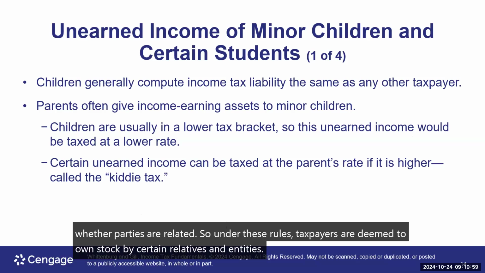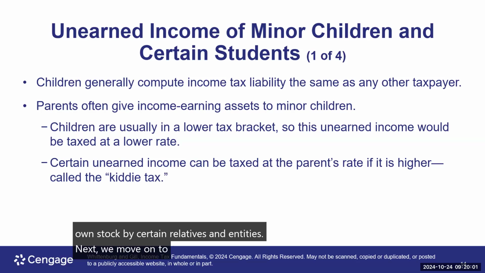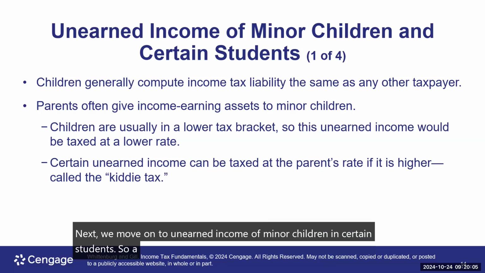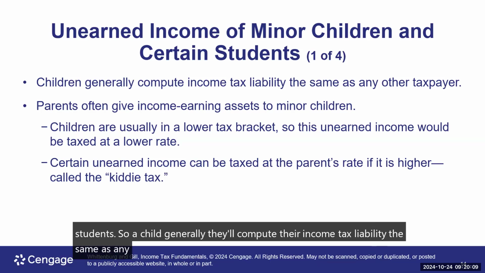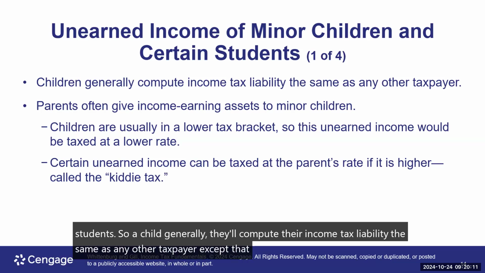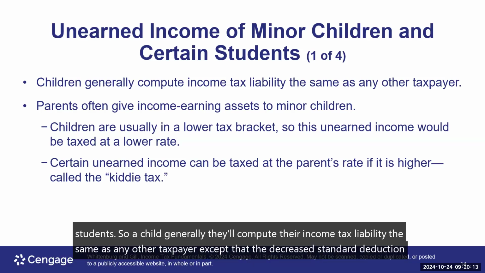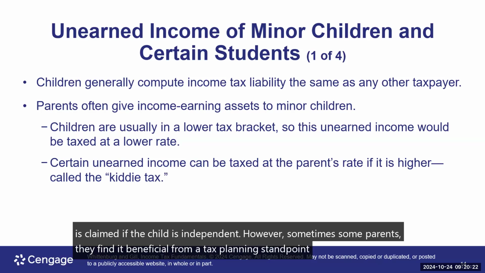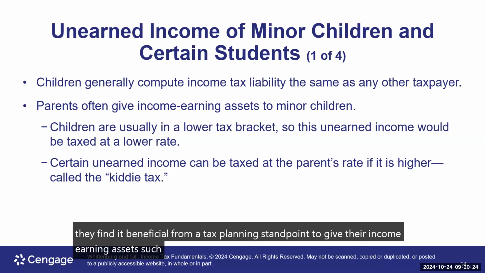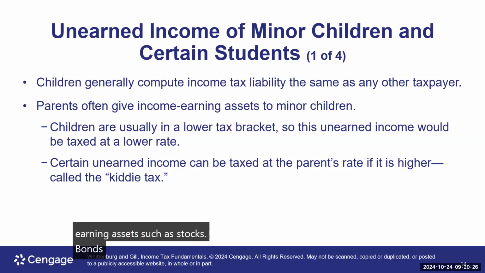Next, we move on to unearned income of minor children and certain students. A child generally computes their income tax liability the same as any other taxpayer, except that the decreased standard deduction is claimed if the child is a dependent. However, some parents find it beneficial from a tax planning standpoint to give their income earning assets such as stocks, bonds, bank certificates of deposit, and mutual funds to their minor children.